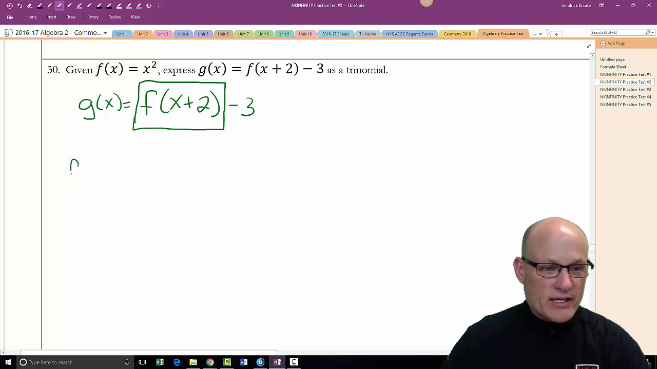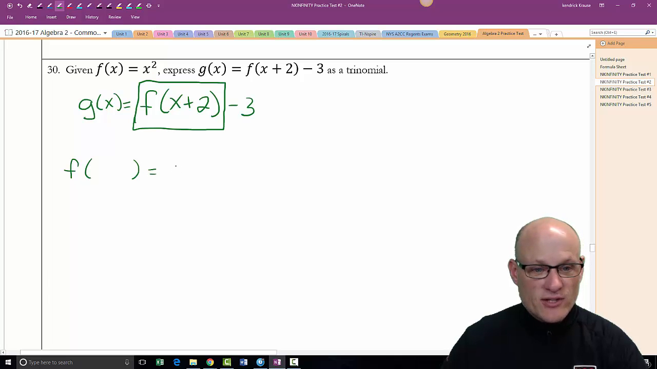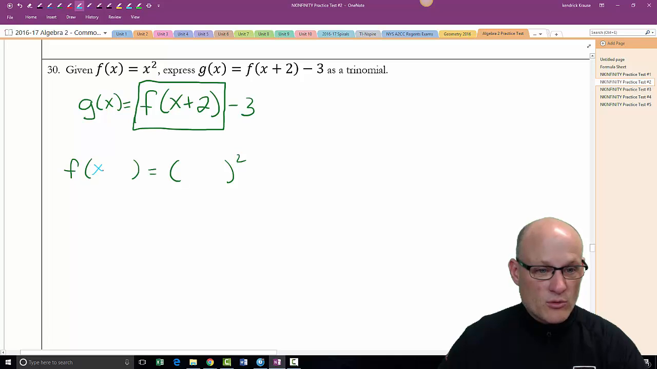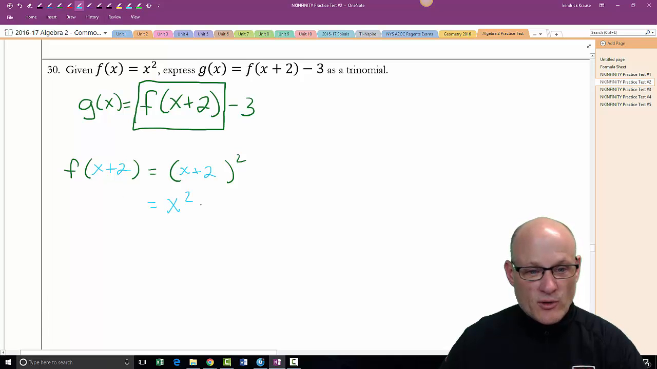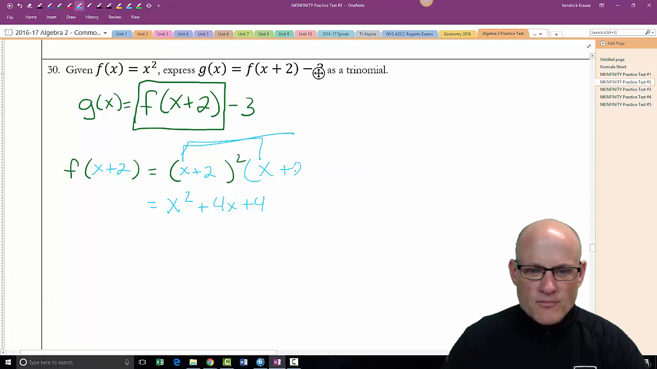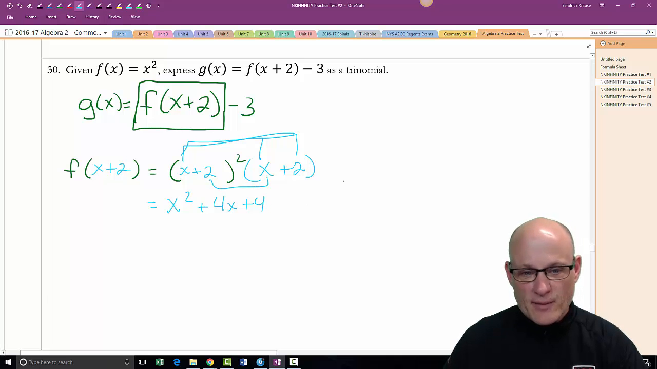So I need to figure out what is f of x plus 2. Well, f of x says take x and square it. Well, what are we putting in there? We're putting in x plus 2. So if I square this, f of x plus 2 is x squared plus 4x plus 4. Now, I hope you know that you have to do double distributing: x squared plus 2x plus 2x plus 4. So hopefully that's not a problem.